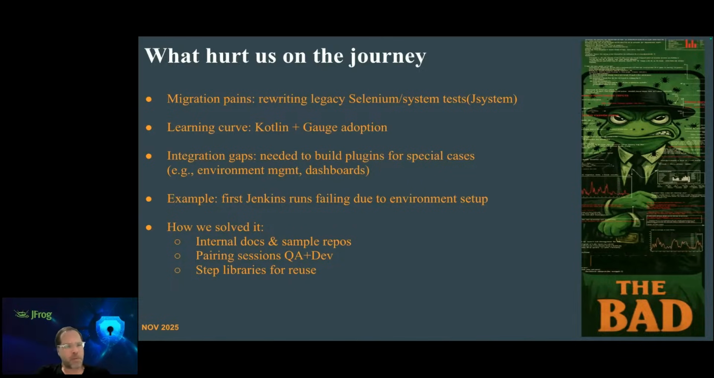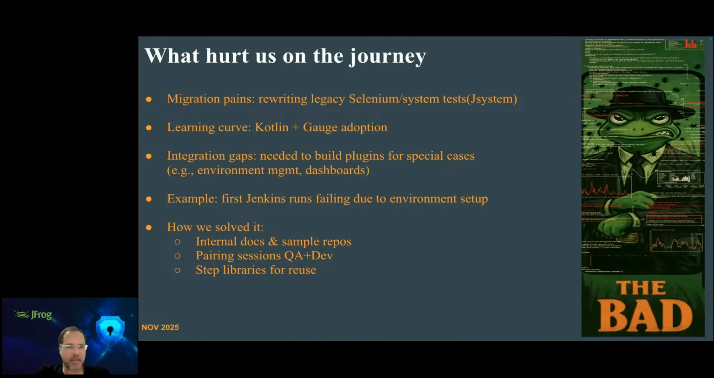Then we ran into the integration gaps. Gauge gives you a ton out of the box, but not everything. For environment provisioning, custom metrics, and some dashboard magic we wanted, we had to roll up our sleeves and build our own plugins. And naturally, that meant Jenkins started protesting loudly. Speaking of Jenkins, let me tell you about our first big Gauge run.